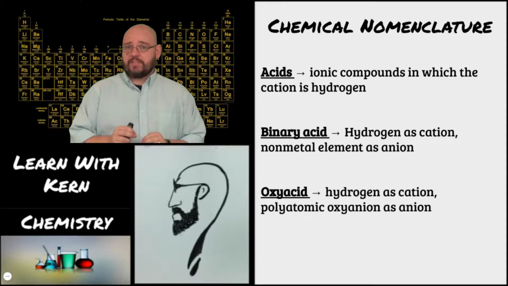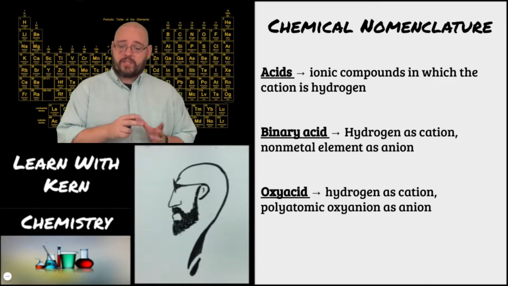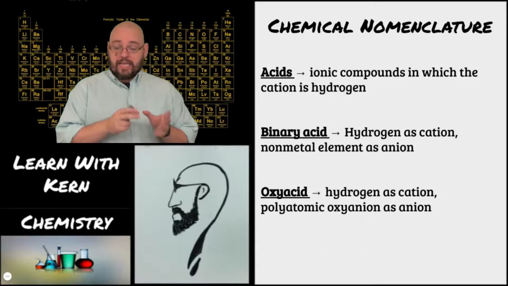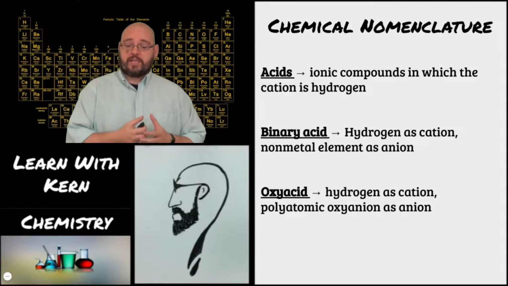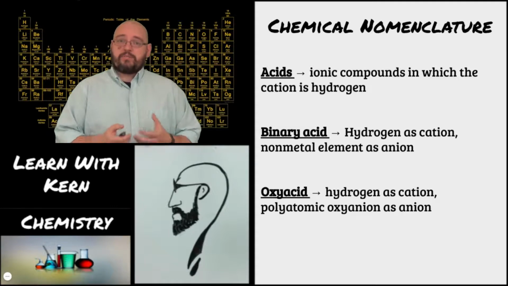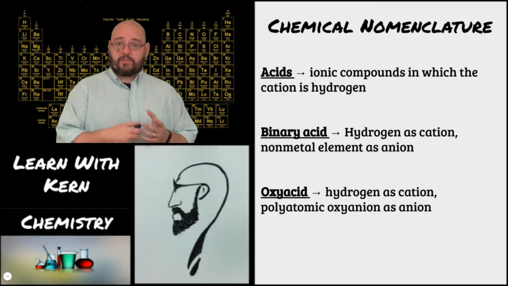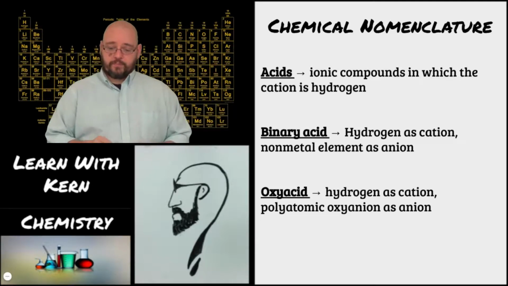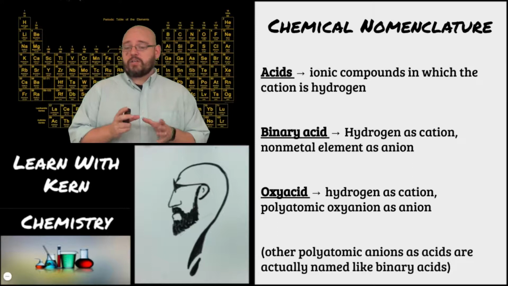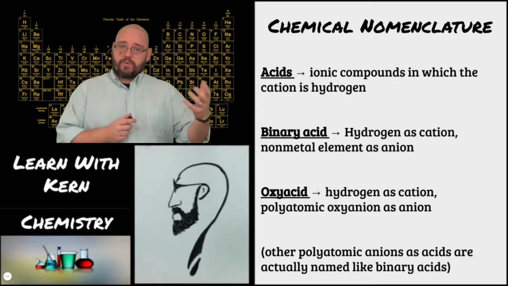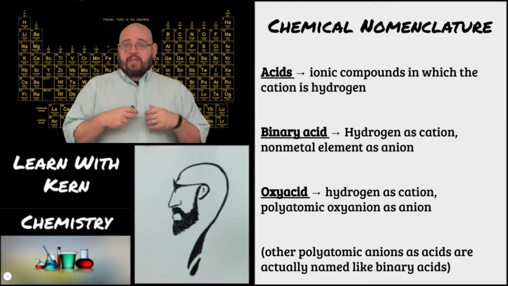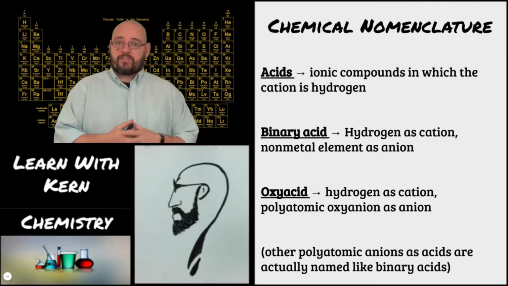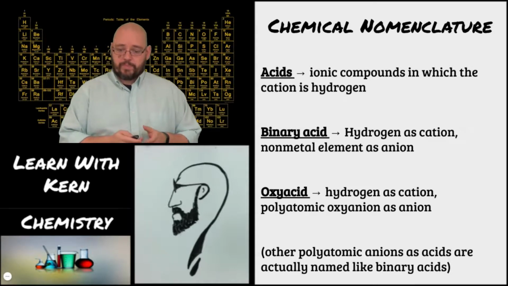Then you have an oxyacid. An oxyacid has hydrogen as your cation, and a polyatomic anion as your anion. So a polyatomic oxyanion is your anion. That's what makes it an oxyacid. Hydrogen is still the cation. If it's an acid, hydrogen is the cation, the positive ion. Now, there are other polyatomic ions that can combine with hydrogen to make acids that are not oxyanions, and those are actually going to be named more like binary acids. We'll deal with that when they come up.